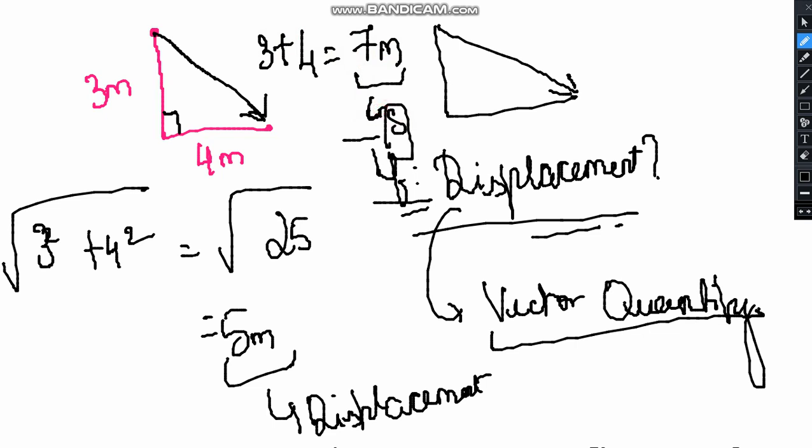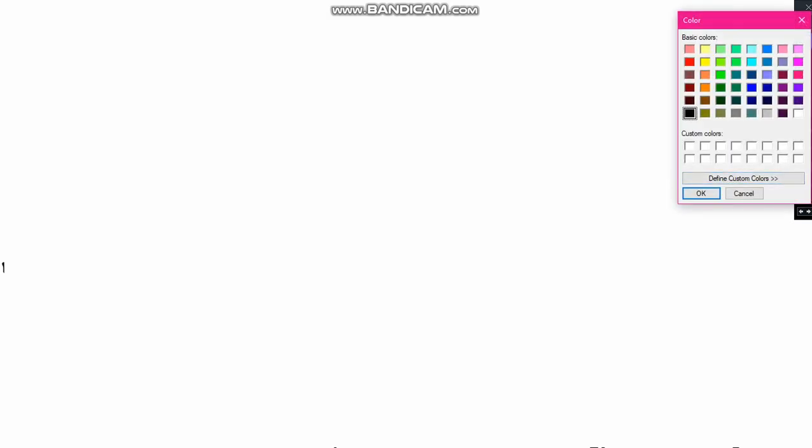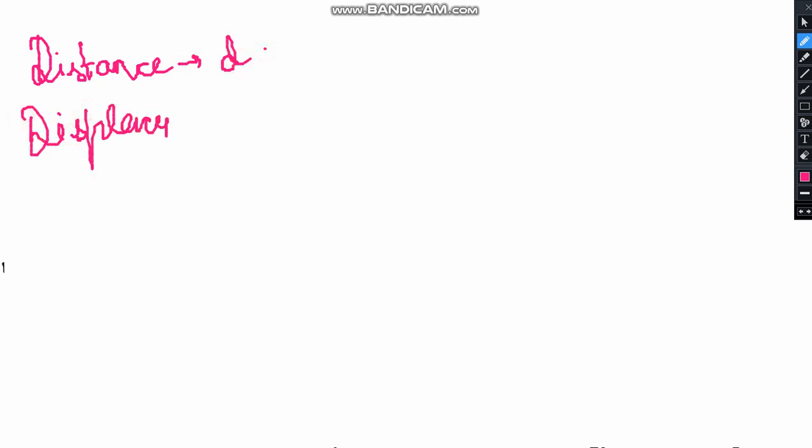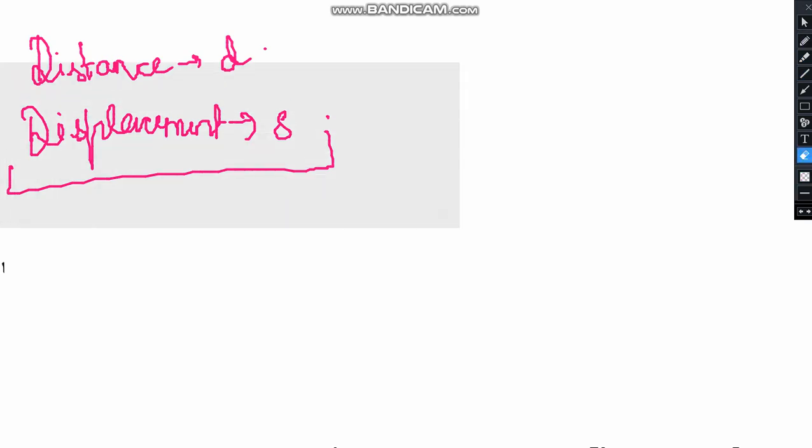Okay, so here I want to mention a thing. As far as we are concerned, there are different units for different things. Suppose they are asking the distance. Distance is always represented by the letter D, and displacement is represented by the letter S. This is also very important to understand, very useful in understanding all of this. So please make a note of all of this.